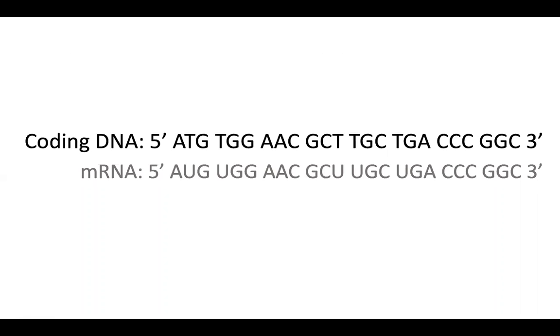So here's the normal coding strand of DNA, and below it I have written the mRNA strand, so the thymine is exchanged for uracil. The next thing to do is to translate the mRNA and write out the amino acid sequence. So AUG is the start codon and codes for methionine, UGG codes for tryptophan, AAC codes for asparagine, GCU codes for alanine, UGC is cysteine, and UGA is the stop codon. Just for our knowledge, CCC codes for proline and GGC codes for glycine.